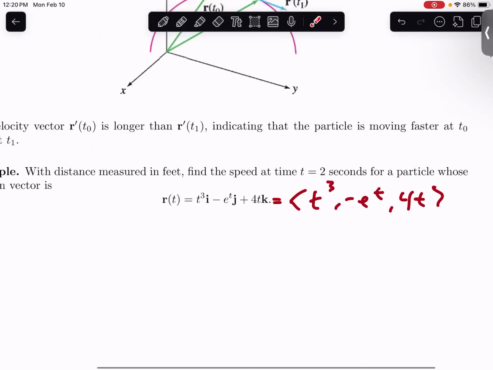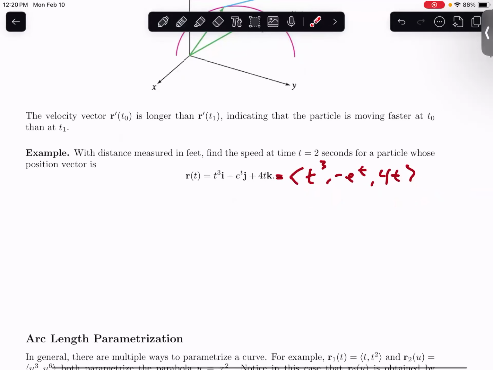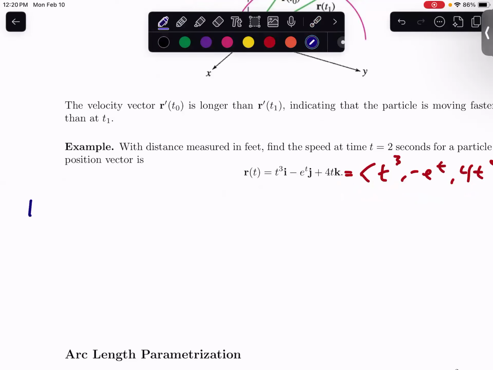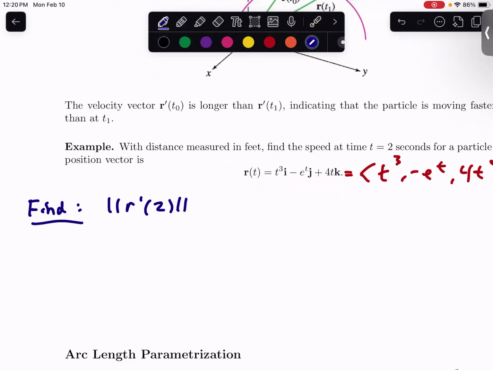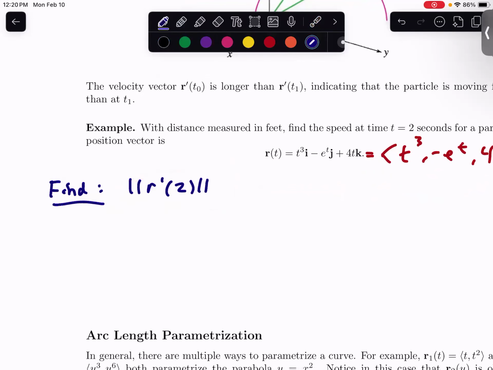And so if we want to find the speed at time t equal to 2, we just need to find the magnitude of the velocity. So it's asking you to find the magnitude of the velocity vector at t equal to 2. You can do this just by computing the derivative of this vector, plugging in 2, and then computing the magnitude. So there isn't really anything tricky. As long as you know this is what you're trying to obtain, and you do the calculations correctly, you're not going to mess this up.